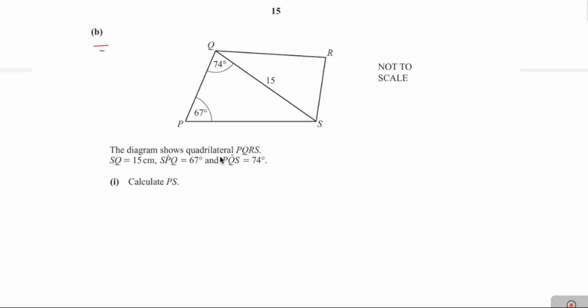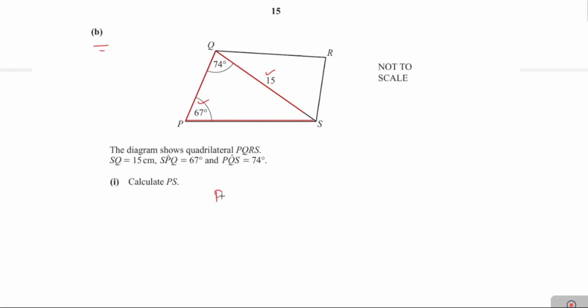Part B. The diagram shows quadrilateral PQRS, SQ equal to 15 centimeters, angle SPQ equal to 67 degrees and angle PQS equal to 74 degrees. We have to find the length PS. Now you see here, this is the triangle PQS, and in this triangle we have to find the length PS. Here two angles and one side are given, so we can find the other side by using the sine rule.